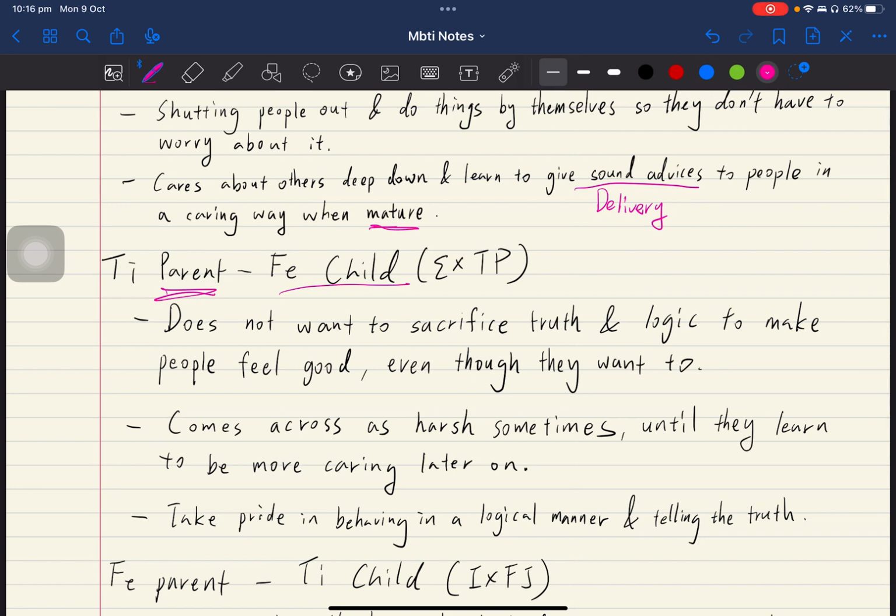according to C.S. Joseph. But because of their TI parent says no. You can't give candies if it's going to make them tell a lie. They don't want that. So they're going to be harsh with you. It's just because of who they are. And so when they mature, they can also learn to deliver more by developing their FE child.